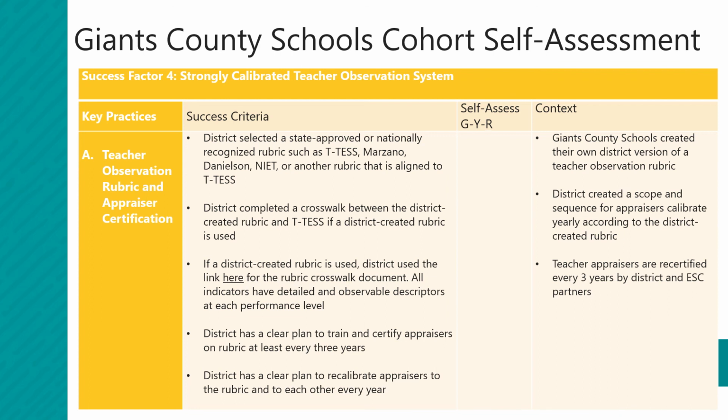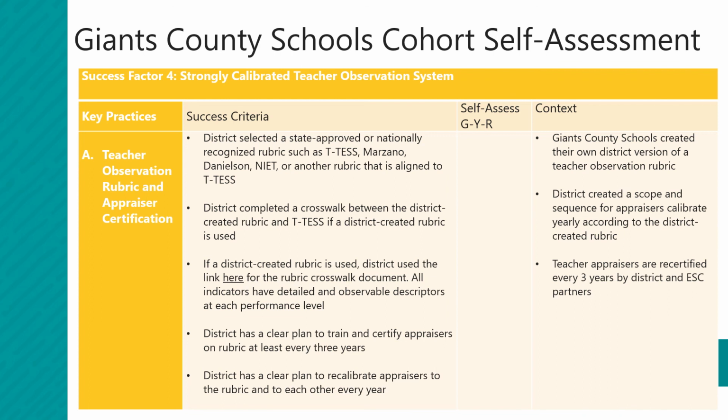However, we do not know if it is aligned to T-Test or not. So right now, that's an indication that it is yellow because we have no indication as to whether or not their district-created rubric is aligned to T-Test. Now let's move down to the second bullet under success criteria.